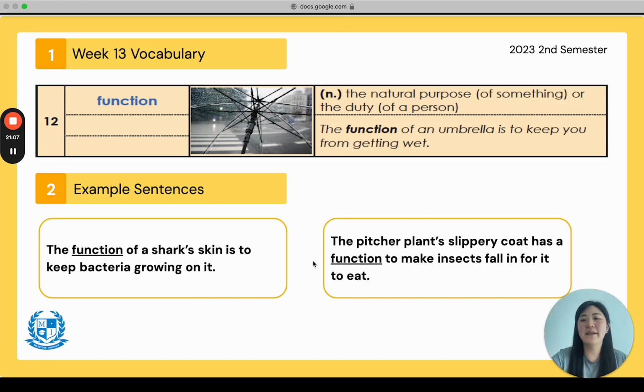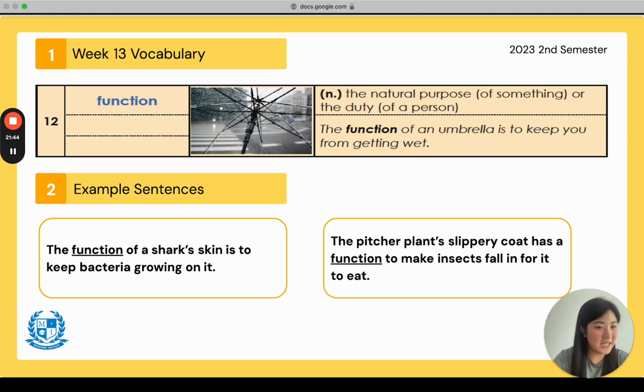Next word we have function. Everyone say function. It is a noun and it means the natural purpose of something or the duty of a person. So what is it for? What is the purpose? Purpose, function. The function of an umbrella is to keep you from getting wet. Yes. That's what its job is. The umbrella's job, the purpose of it, is to keep you from getting wet. It protects you. Repeat after me. The function of an umbrella is to keep you from getting wet.